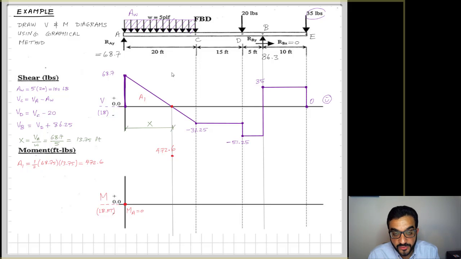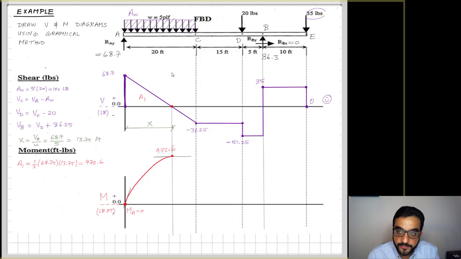472.6. It's a positive value, positive shear values here. So I'm increasing the moment from 0 at A to that 0 shear point at distance x here. Now how to connect these 2 points? At A, I have a big positive value of the shear, so that's a positive slope. And then I have a 0 shear at distance x, that's a 0 slope. So now you can see I'm connecting with a parabolic shape with changing slope, and the slope is decreasing from a high value to 0.